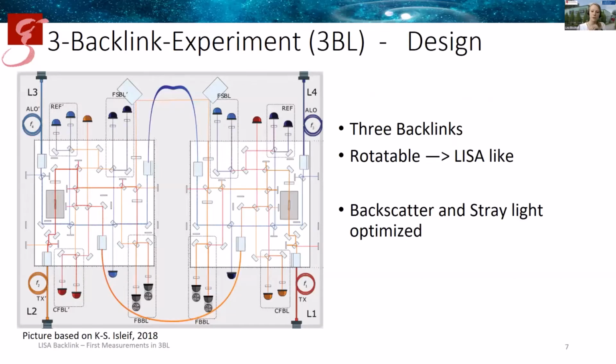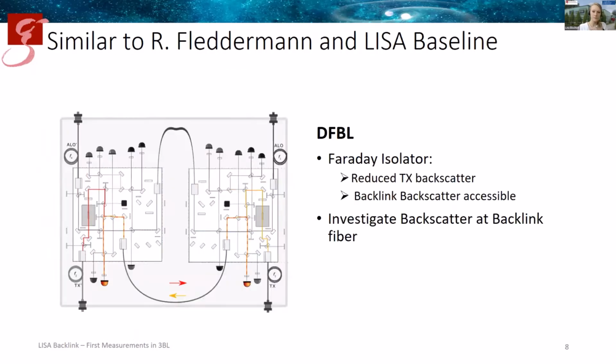And this is an experiment consisting of 2 optical benches, so they can actually be rotated so that we get a LISA-like setup. And they are connected with the 3 different backlink implementations. And the whole design is optimized in backscatter and stray light because we already know from the previous experiment that this is a problem. So one backlink that's implemented here is a direct fiber backlink, and this is the one that is really similar to the one from Roland Fleddermann and thus also similar to the LISA baseline.